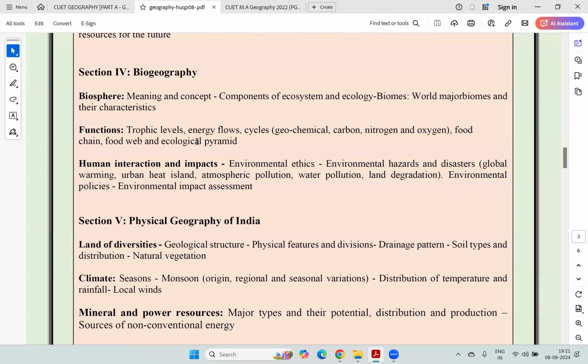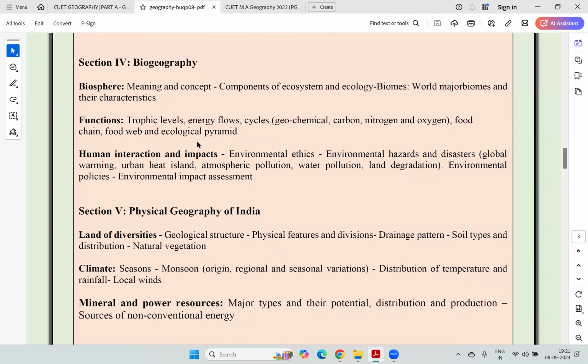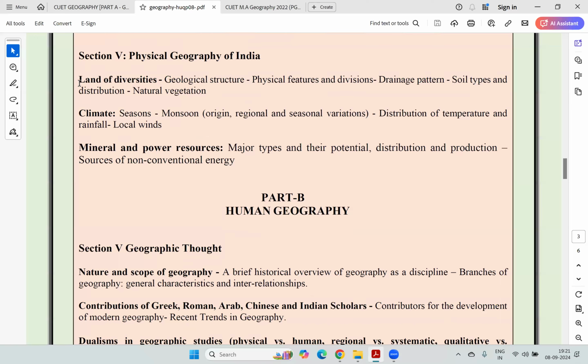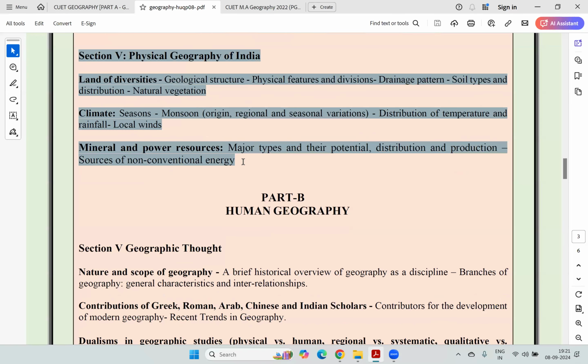Okay, these are the different parts of biogeography. Biomes, ecosystems, then your environmental hazards and disasters, then your trophic levels, your energy pyramids, ecological pyramids, food webs, all those things will go into biogeography. And then something which is very important, because this physical geography of India, this is a very important paper.